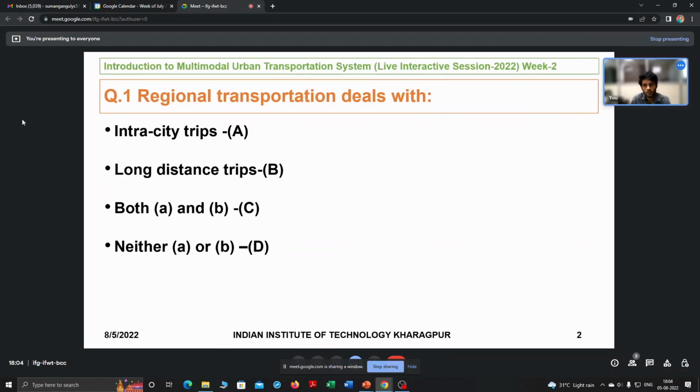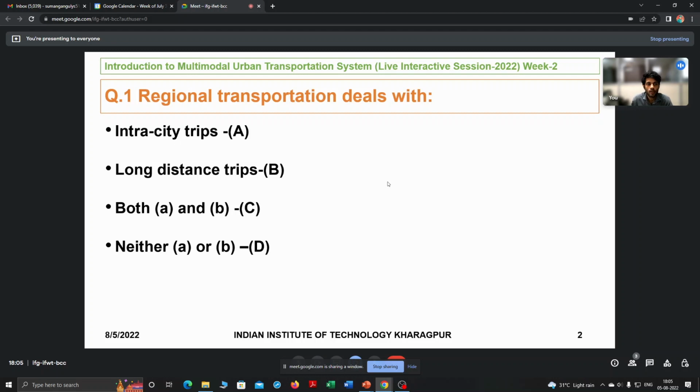Okay, let's discuss then. Based on the classification, there are mainly two types of transportation systems, region wise. First is urban, second is regional. Urban transportation systems deal with intra-city trips, so within the city, whatever trips are occurring.